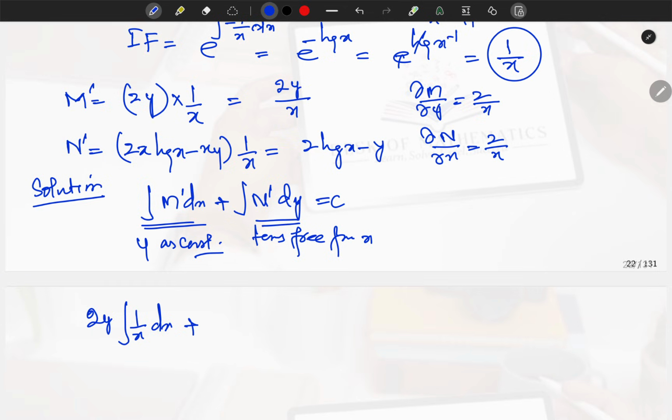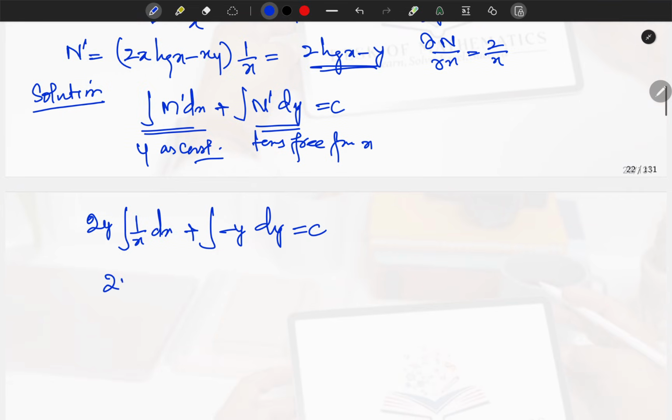You can check it here. We have the log x term, so we have to exclude it, so that is minus y dy is equal to c. So now here, that is 2y log of x minus y squared by 2 is equal to c, which is the solution.